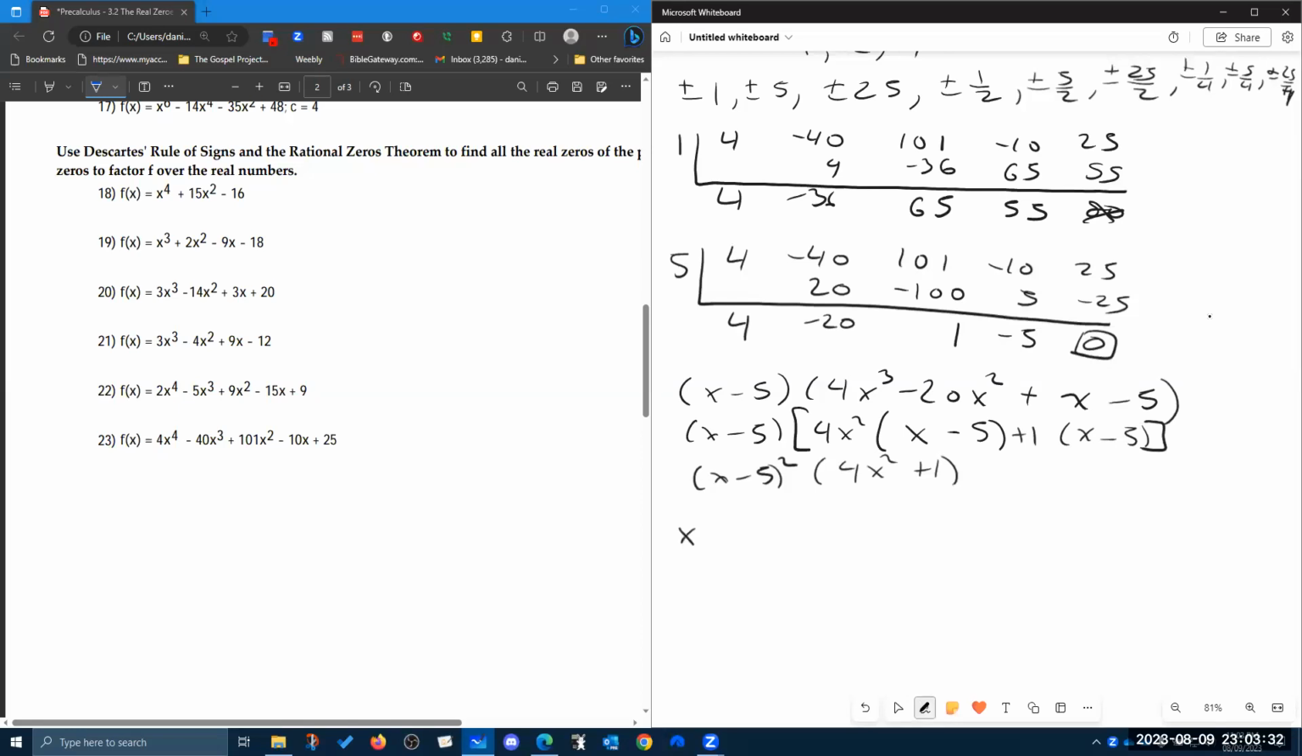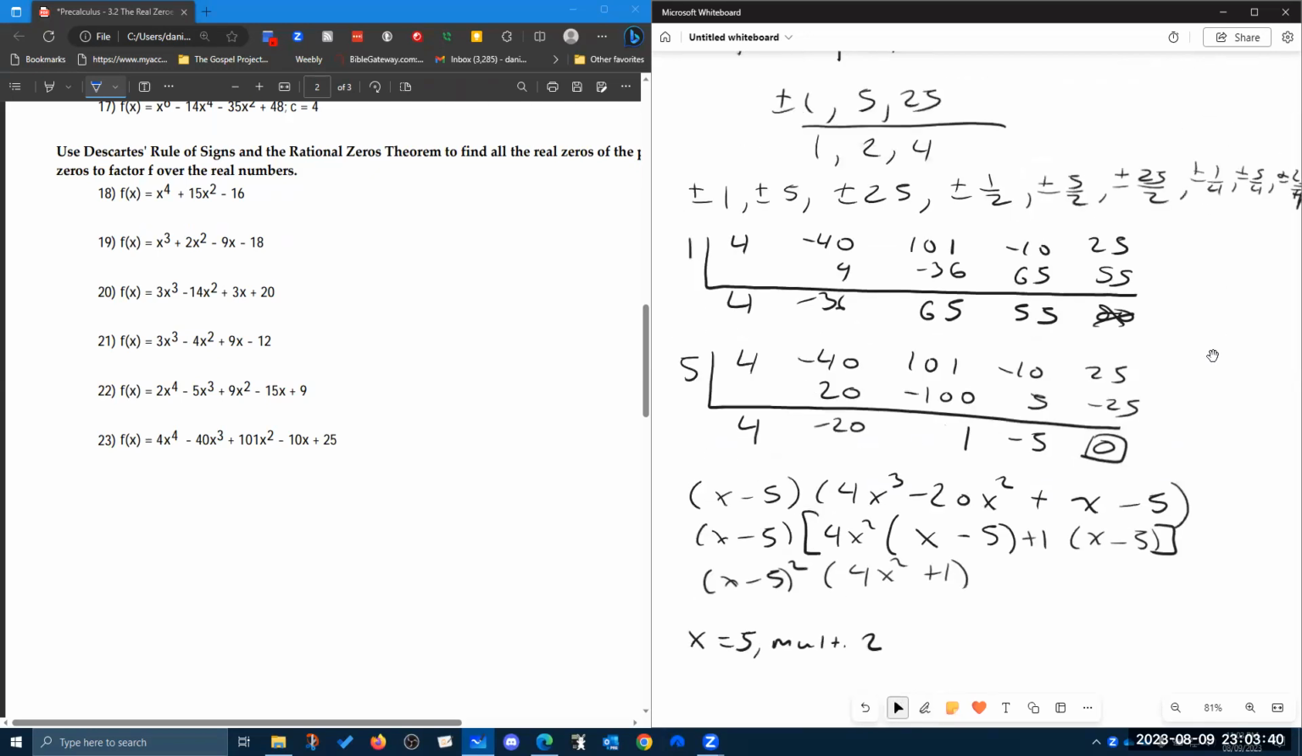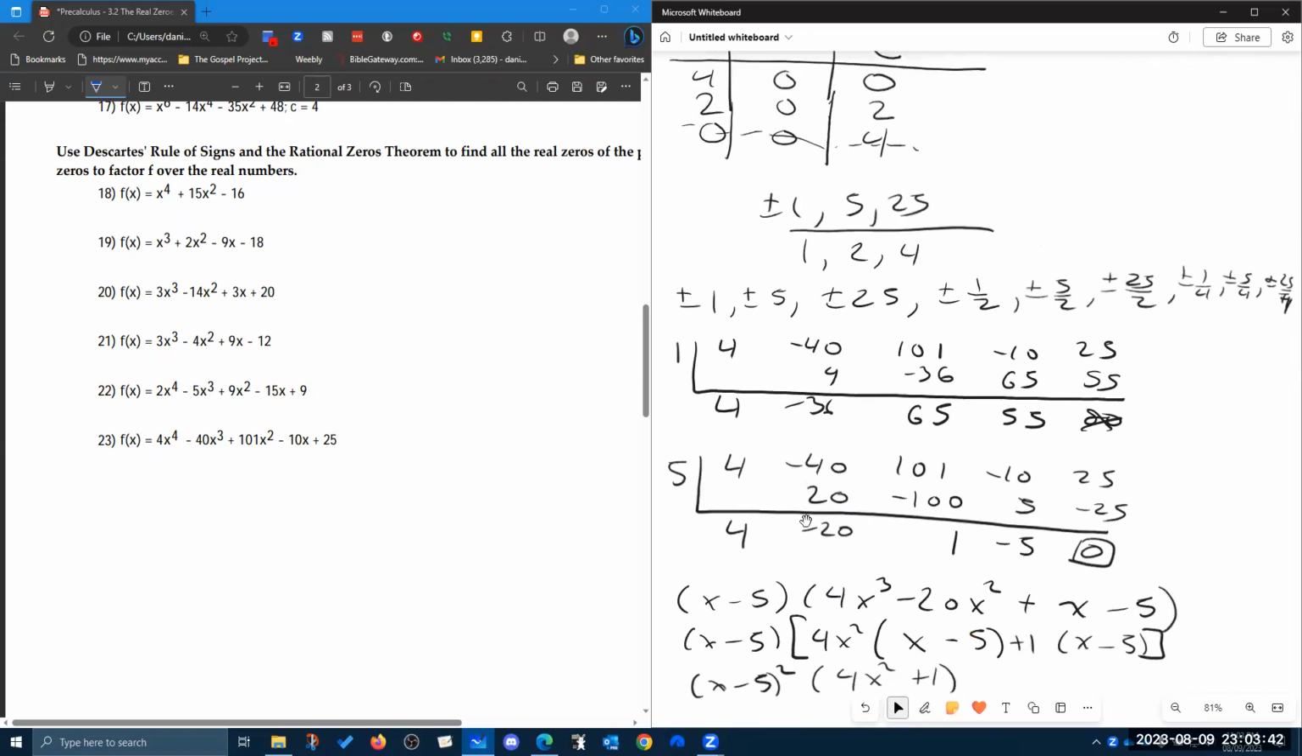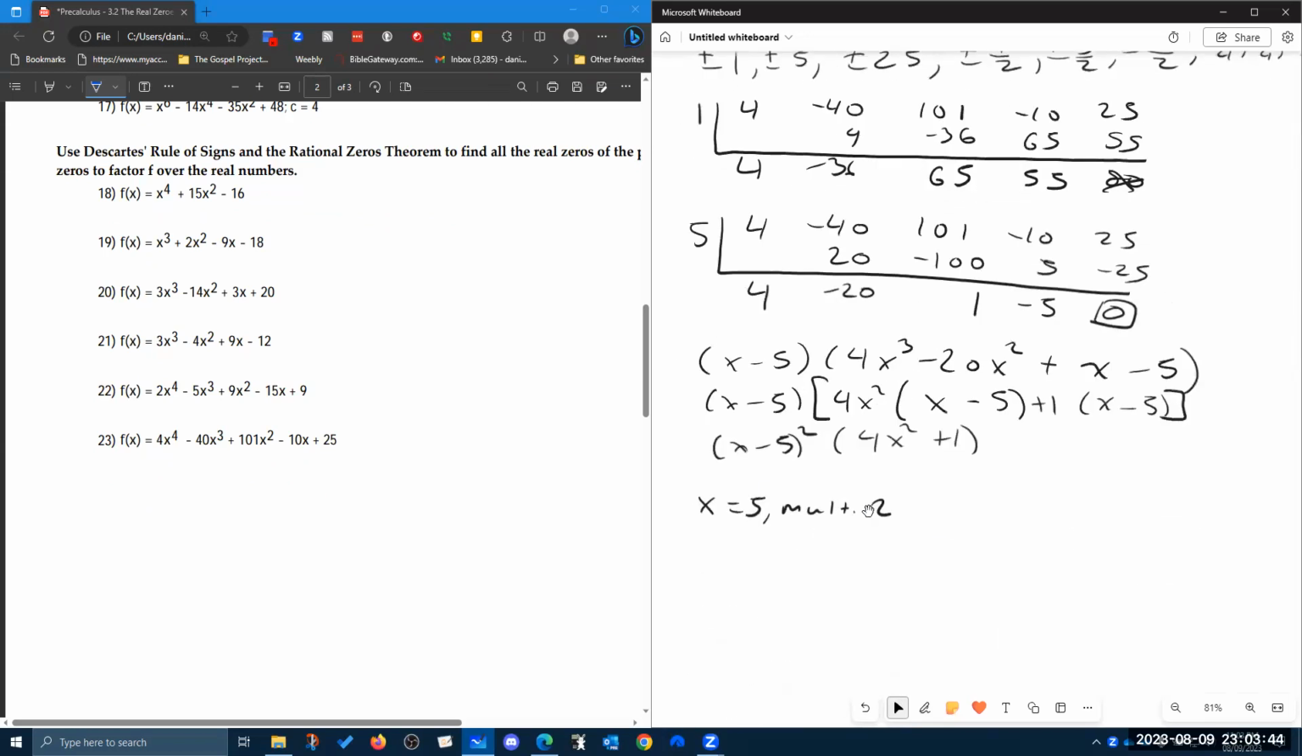I have x equals 5 with a multiplicity of 2 for my two positive answers. Both of them are x equals 5. There's two different factors there with that positive answer.